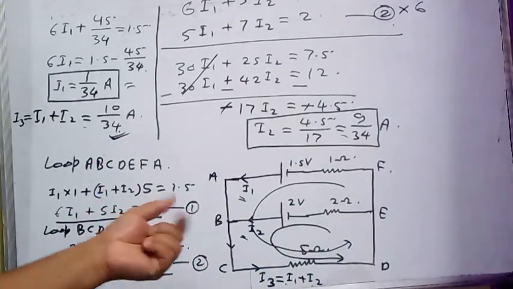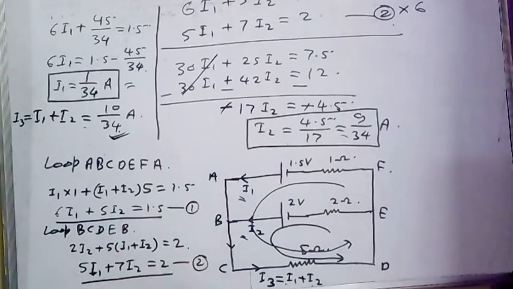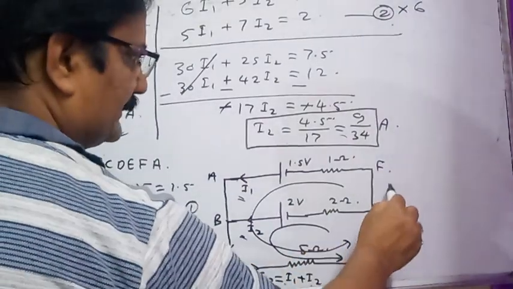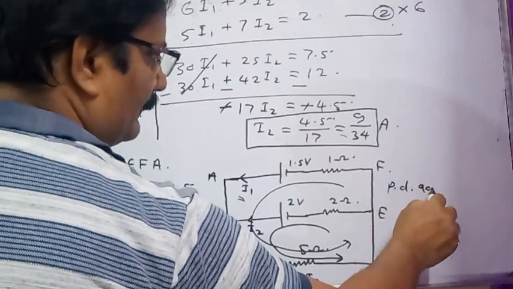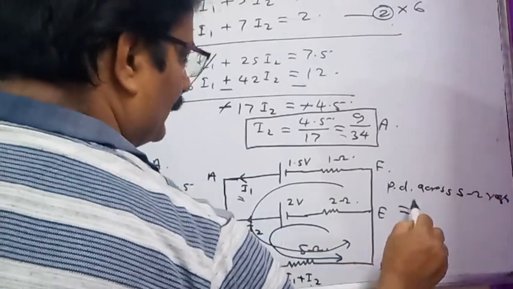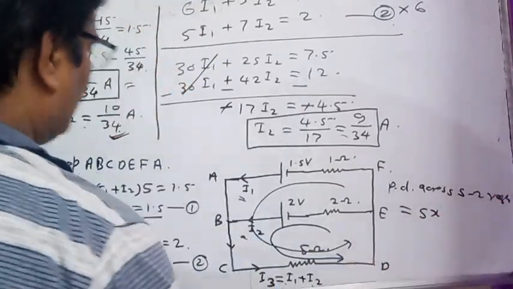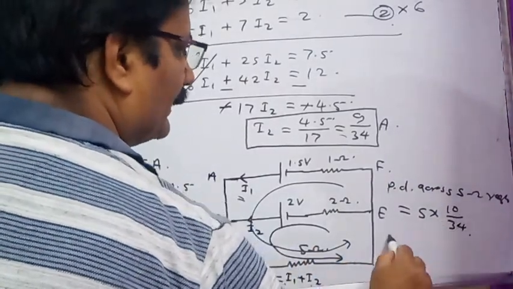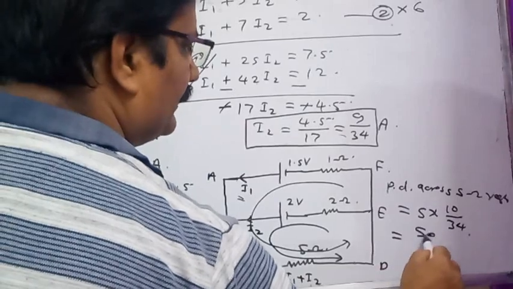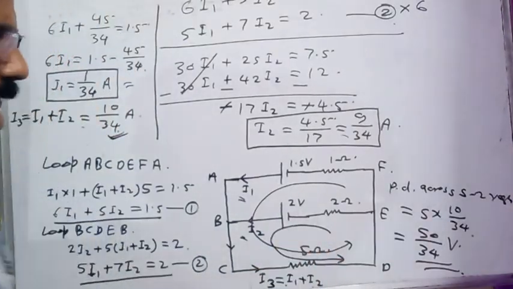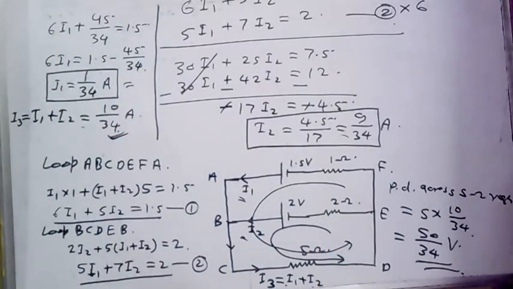Now one more answer is there. What is the potential difference across the 5 ohm resistor? So you know, if current I3 is flowing through the 5 ohm resistance, then the potential difference across the 5 ohm resistance is equal to 5 multiplied by current I3, that is 10 by 34, and it's coming out to be 50 by 34 volt. So the potential difference across the 5 ohm resistance is 50 by 34 volt.